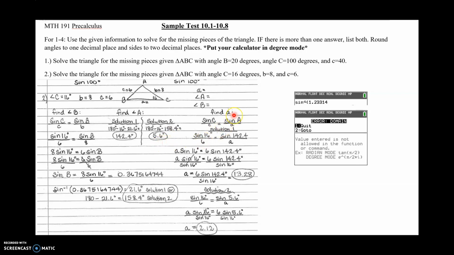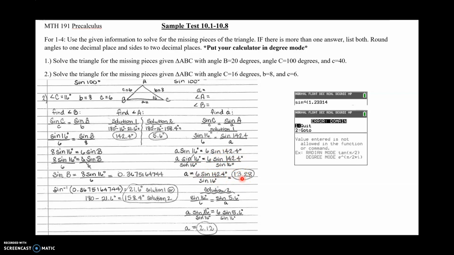All right, now I want to find side A. So again, I'm going to take my original pair, my C's. I'm going to set my C's equal to my A's. And there were two different values for angle A. So first, let's start with 142.4. So again, we'll cross multiply and divide both sides by the sine of 16 to get A by itself. We're going to put this whole thing in our calculator and we get 13.28. So that's one possibility for side A.